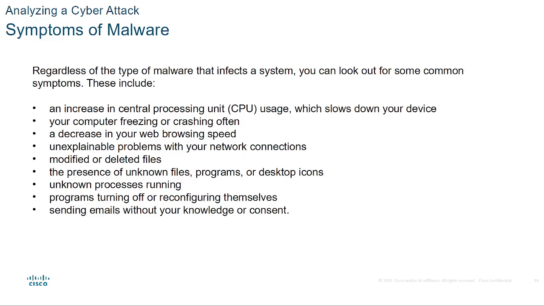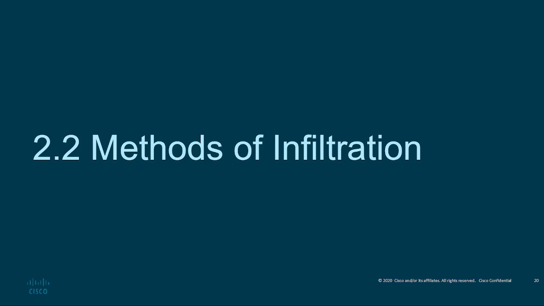When you find that in your process explorer there are processes that are not attached to any legitimate software you installed, that could be malware running there. When you find your programs turn off or reconfigure themselves, or you find that a mail was sent and it wasn't you who sent it, just know that you might have been infected with malware. These are just a few symptoms you should look out for.